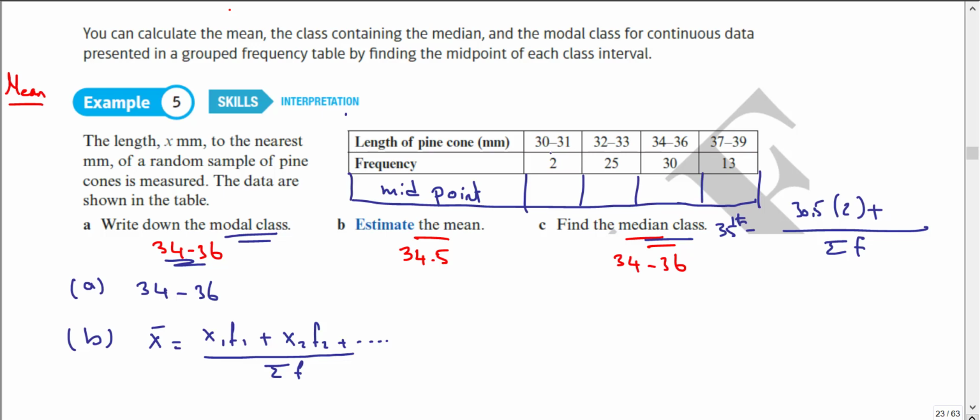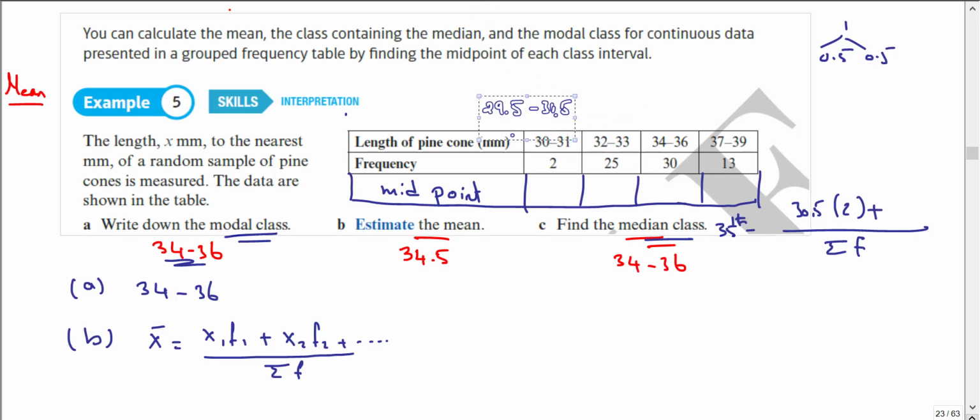But be careful. You have to check the boundaries. Do we have gaps? Yeah, there are gaps. 31 and 32, there is a gap of 1. Difference between them, 1. So split the 1 into half and half. Subtract a half from the 30, so the class boundary will be 29.5. And the other half, you add it to 31, so it will be 31.5. So for all the classes, you will do this. You understand?